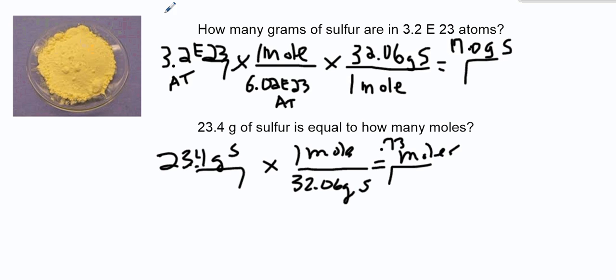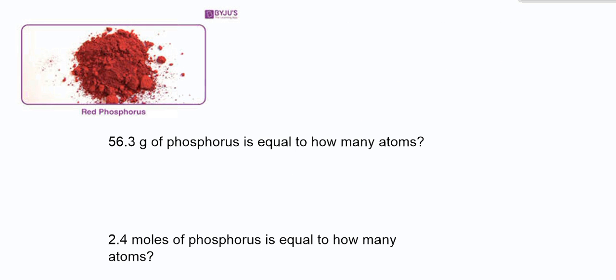All right, I'm going to ask 2 more questions here. We have phosphorus here. So 53.6 grams of phosphorus is how many atoms? 2.4 moles of phosphorus is equal to how many atoms? I want you to try these 2. Pause the video, and when you're done, double check and see if you got the right answers.